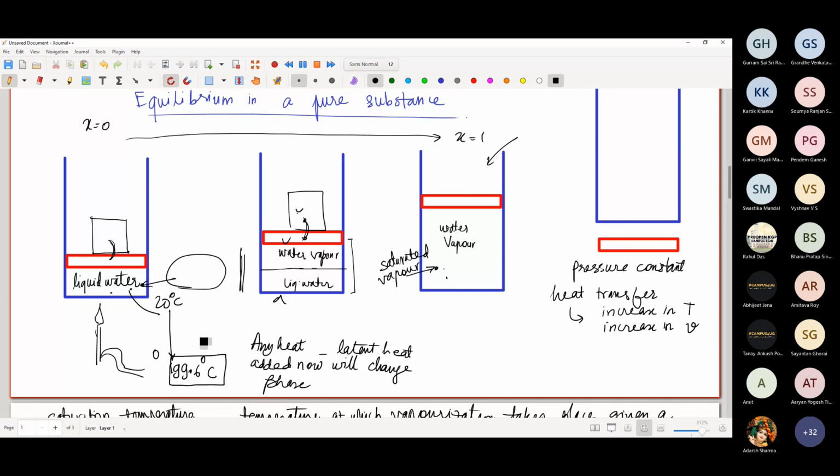So now at 99.6 degrees Celsius, you had liquid water. Now you will slowly get water vapor plus liquid water, then fully water vapor. And so you're going from saturated liquid at x equal to 0 to saturated vapor, which is basically at x equal to 1. And there are all these intermediate stages.